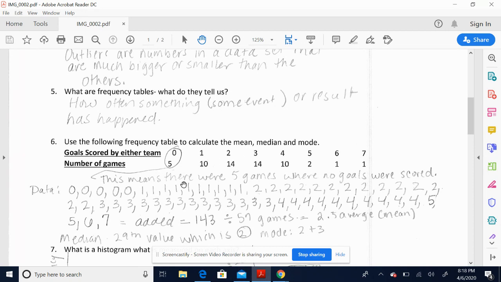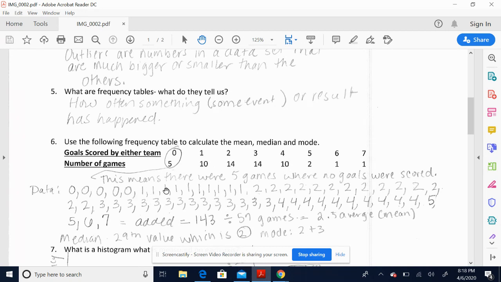Okay, so this data pair right here means there were 5 games where there were no goals scored by either team. If we were to take this frequency table and we were to write this data out individually, I would have 5 zeros, 10 ones.